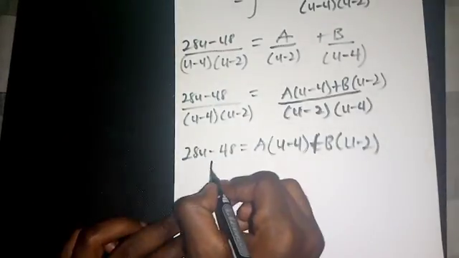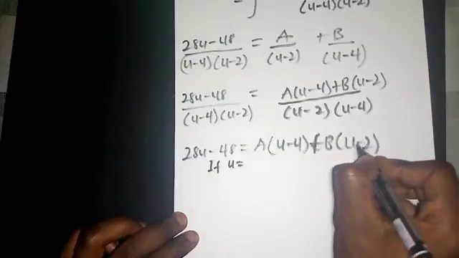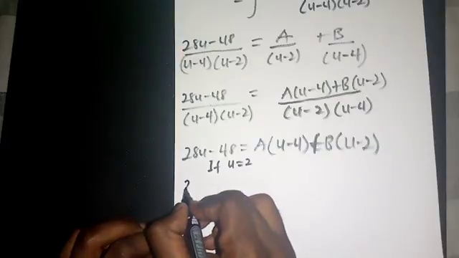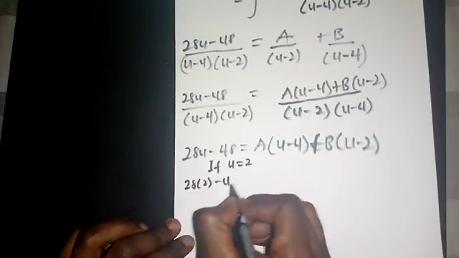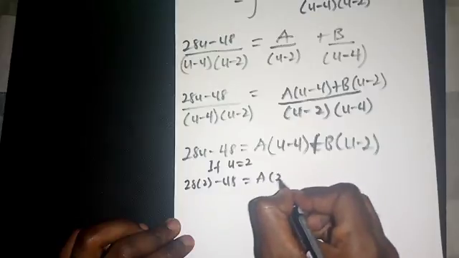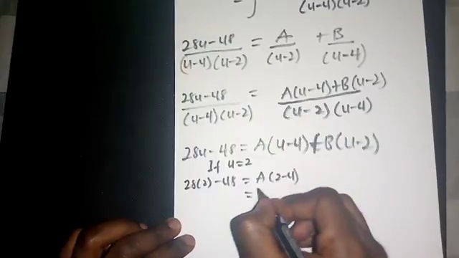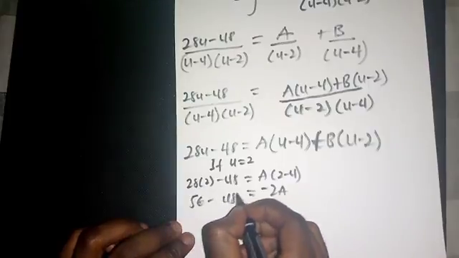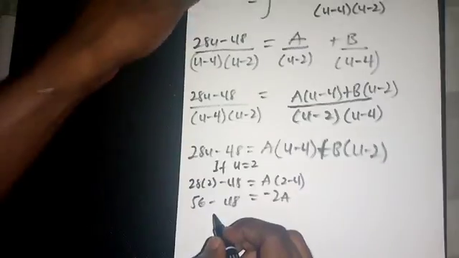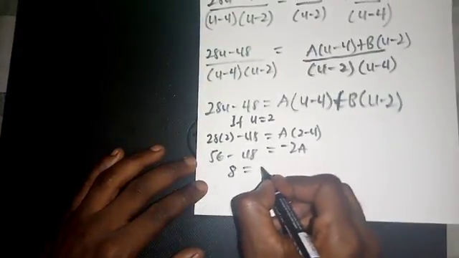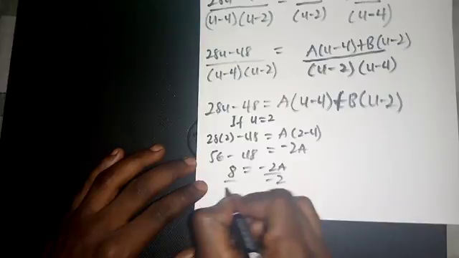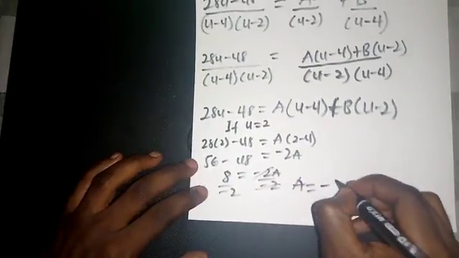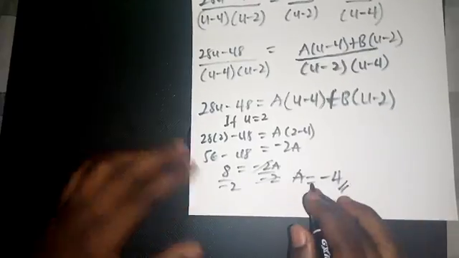Now realize that if u is equal to 2, b goes away, then I can find the value of a. So 28 multiplied by 2, then 48 here. Then we have 2 minus 4 here, so we have negative 2a. 28 times 2 is 56, minus 48, then we have 8 here equal to negative 2a. Divide both sides by negative 2. Then a is equal to negative 4. We have a to be negative 4.